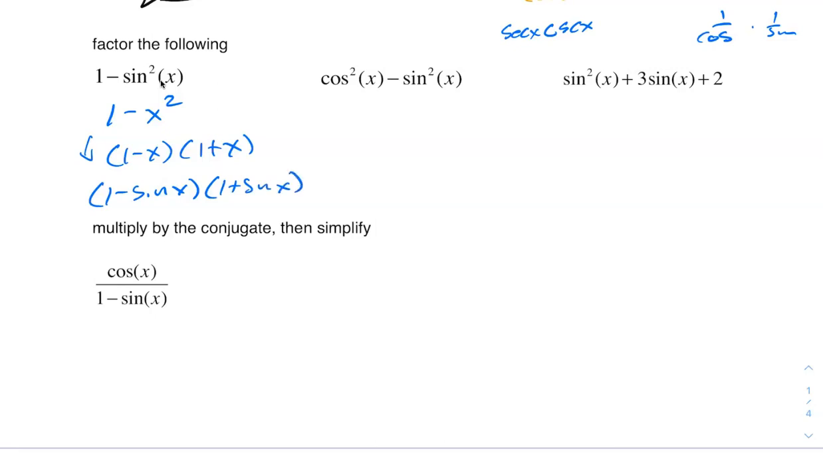Same thing here. This is like saying a squared minus b squared. So it's just going to be a minus b, a plus b. So this will be cosine x minus sine x, cosine x plus sine x.